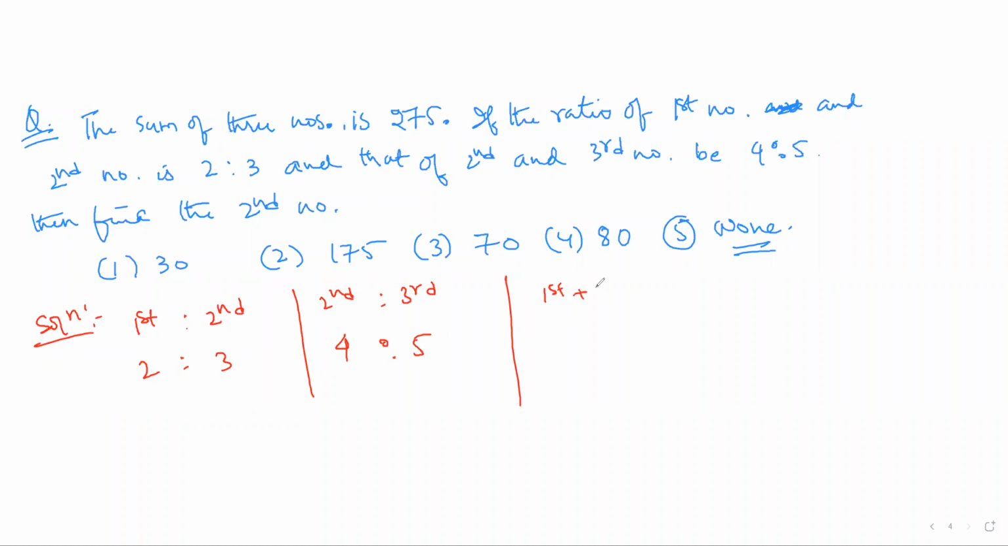And then one more is given. First number plus second plus third, this value is equal to how much? 275. And you have to find the second number. Apply the previous method, the method I was talking about, and solve this. I'll give you 1 minute, okay?